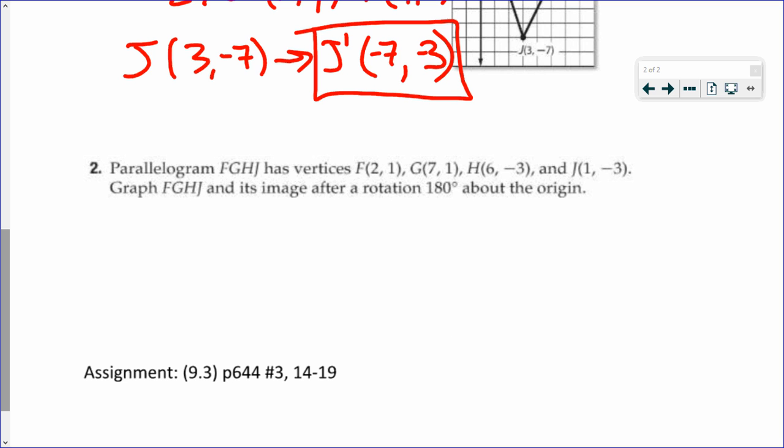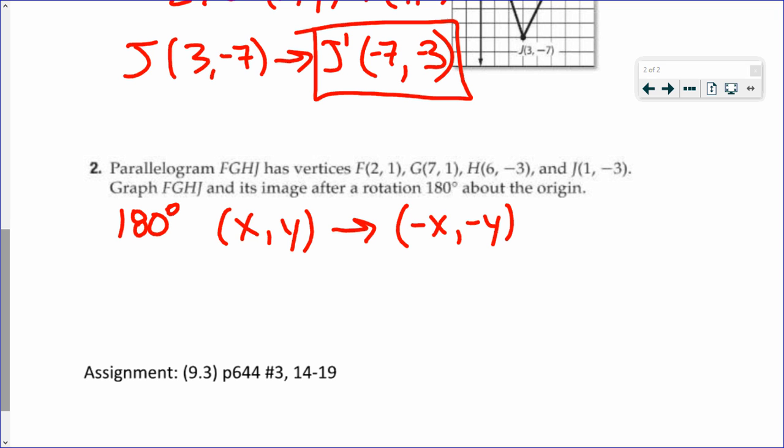Parallelogram FGHJ has vertices (2, 1), (7, 1), (6, negative 3), (1, negative 3). So what's the graph of FGHJ and its image after a rotation 180 degrees about the origin? I'll save the graphing for you guys because I don't have a coordinate plane here. But I will talk us through. Let's talk about the rule for a 180-degree rotation. The point (x, y) becomes, after the rotation, (negative x, negative y).